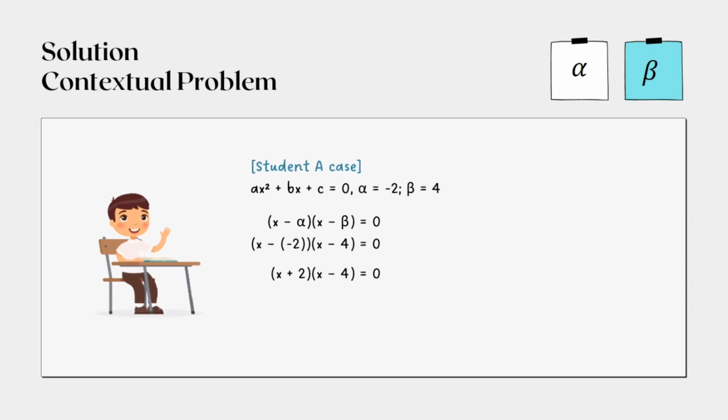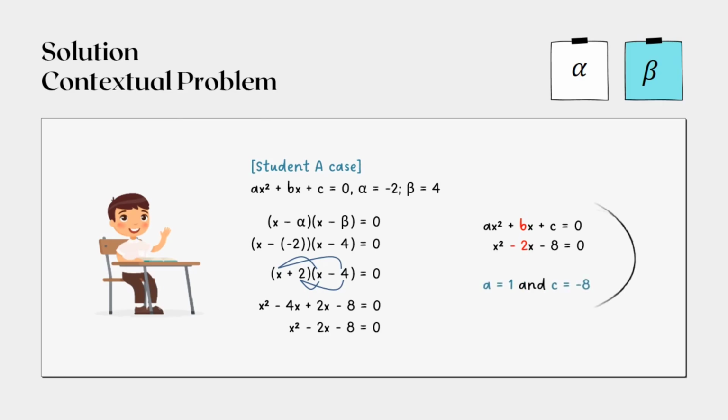Now we do cross multiplication. x times x equals x squared, x times -4 equals minus 4x, then 2 times x equals plus 2x, and the last, 2 times -4 equals minus 8, is equal to 0. We sum the linear terms, so we get the quadratic equation x squared minus 2x minus 8 is equal to 0. Because in this process student A got the wrong b, the value of a is equal to 1 and c is equal to -8.